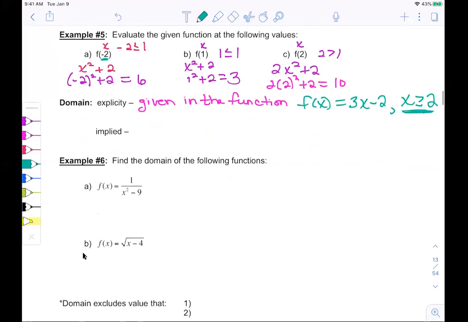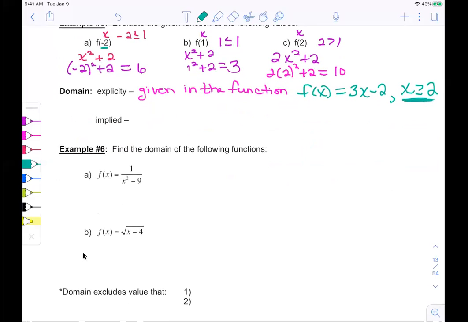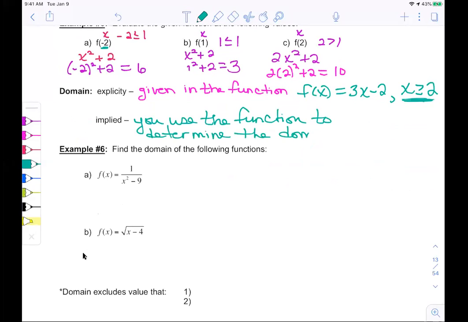When it's implied, that's where you get to do the work. So the domain is going to be there. We're going to have to use the function or the parts of the equation to help us figure it out. And that's, of course, what we're going to talk about, because we need to think about what parts of the equation or the function help us determine the domain.